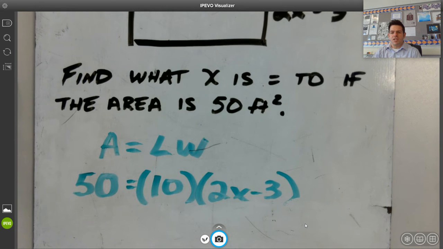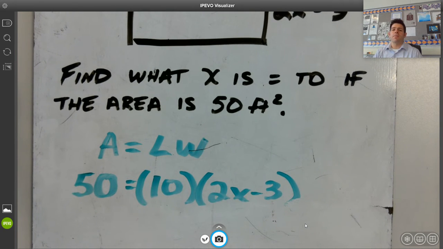We set up an equation that involved eventually distribution. We had 50 is equal to 10 times the quantity 2x minus 3, because we did that length times that width. Maybe there's another way in this scenario to solve the problem. I just wanted to quickly show that to you because maybe this is the way that your brain works, trying to give you a couple different avenues to get to the same exact final answer.